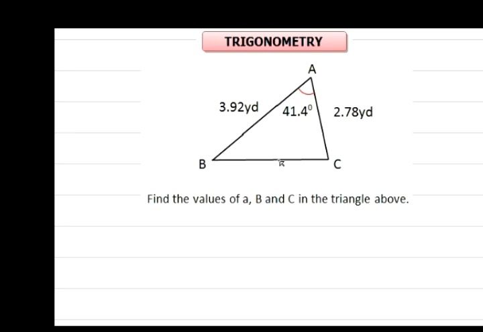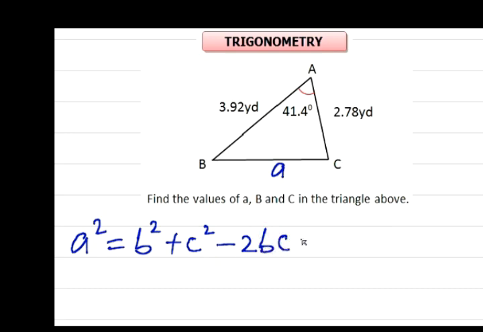Since you are given two sides and an included angle, we use the cosine rule, the cosine formula. So we can use this. That's A, so we should look for A. So we just label here A. We say that A squared is equal to B squared plus C squared minus 2BC cos A.